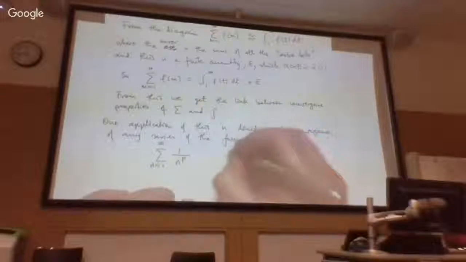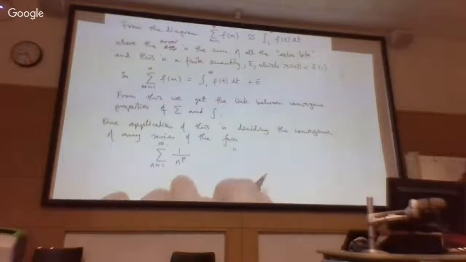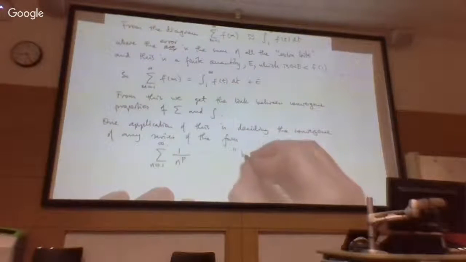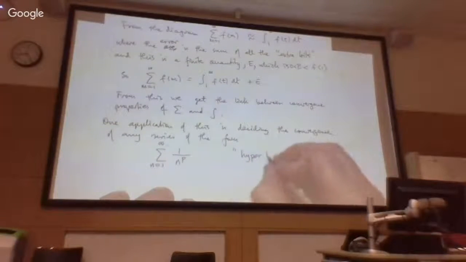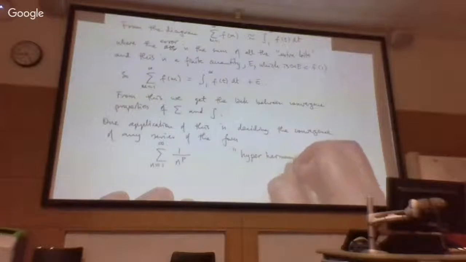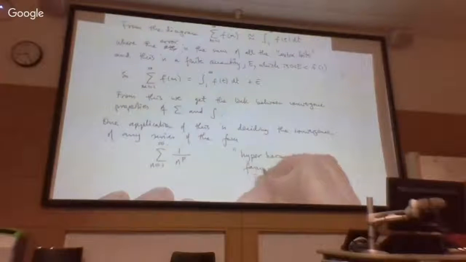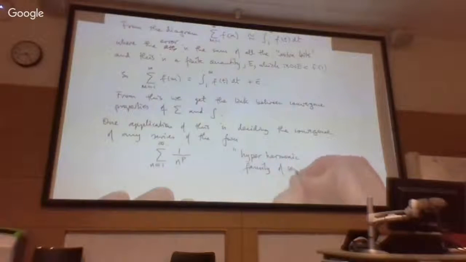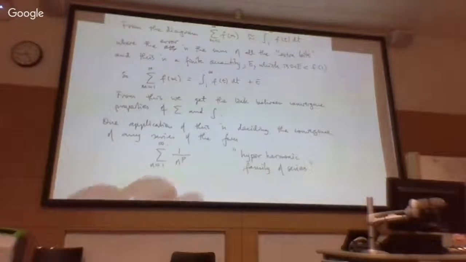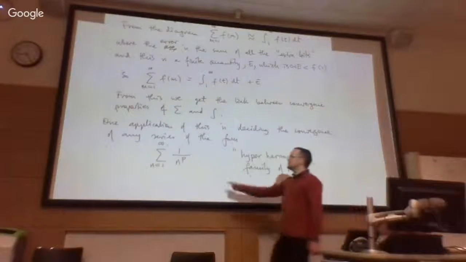These are called hyperharmonic series. Our harmonic series is an example of this, where p is equal to 1. So p is some fixed parameter here. It's the power of the n in the denominator. These are called a hyperharmonic series family. Okay, so for any value of p, we've got series like this.